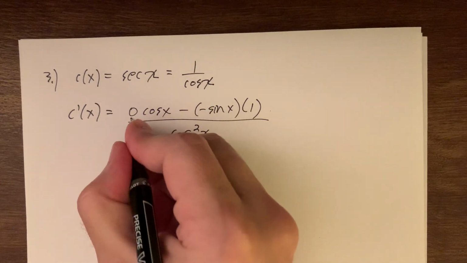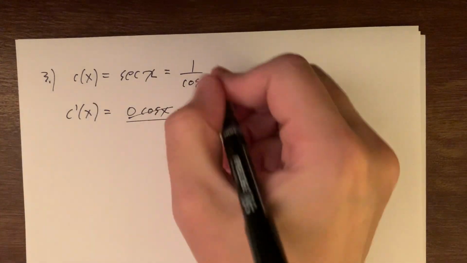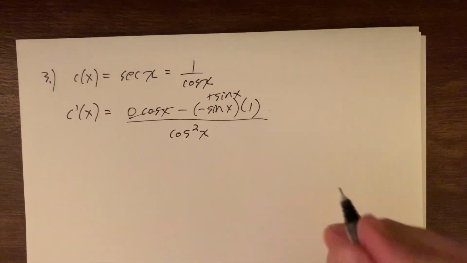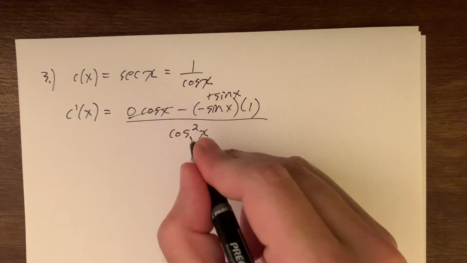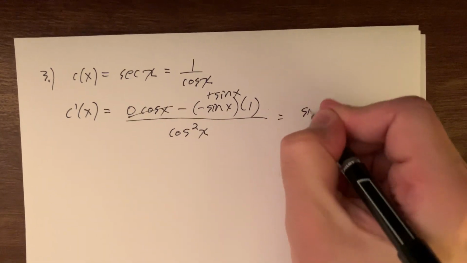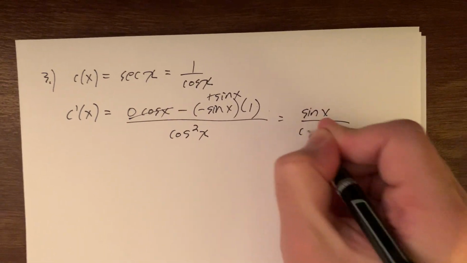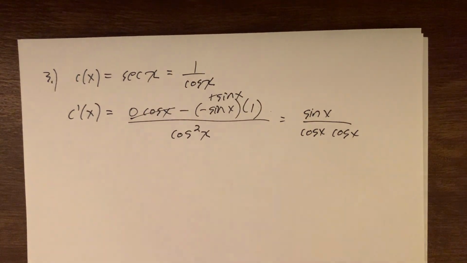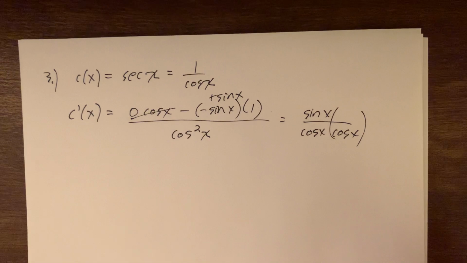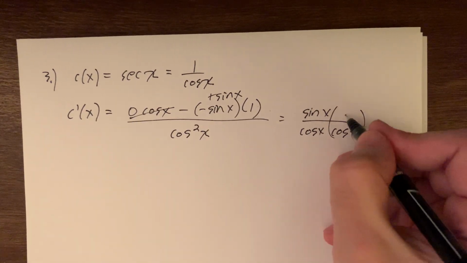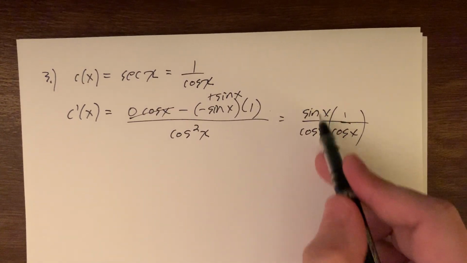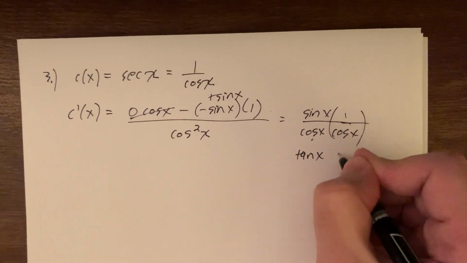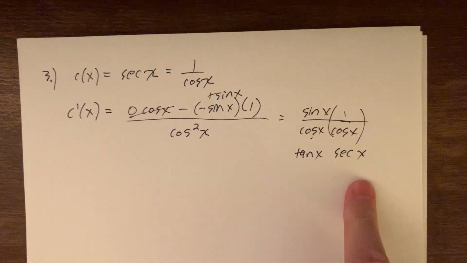0 times cosine is 0. This becomes plus sine times 1, so that's sine. And now it looks like we got sine over cosine squared. But if you break up that cosine squared, and again, think of this as two separate fractions, so what I need here is a 1 over. You have sine over cosine, which is tangent, times 1 over cosine, which is secant.